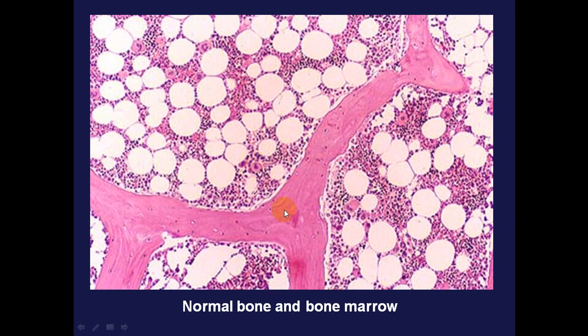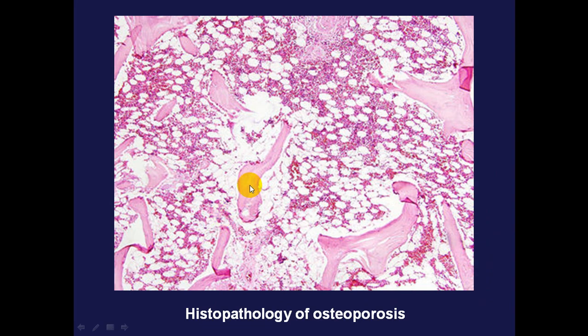Okay, this is the normal bone here. This is normal bone with a complete or intact bone density. However, in osteoporosis, the bone matrix will take up less color, less staining, and also it has some spaces within the matrix here. So it affects the bone density.